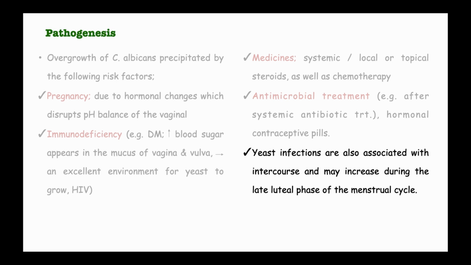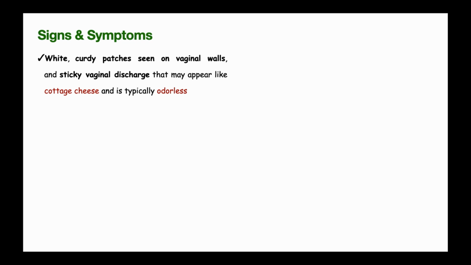Now, we also see yeast infections being associated with intercourse, and it usually increases during the late luteal phase of the menstrual cycle. And so when women are in this period, you find that they exhibit more of the symptoms of vaginal candidiasis. Now, how do we see the symptoms? How do they present? Basically, they present as white curdy patches on the vaginal walls, and they stick to the vaginal epithelium. So they are sticky in nature, they appear like cottage cheese, and it's typically odorless. So these are the specific vaginal discharges that we see.